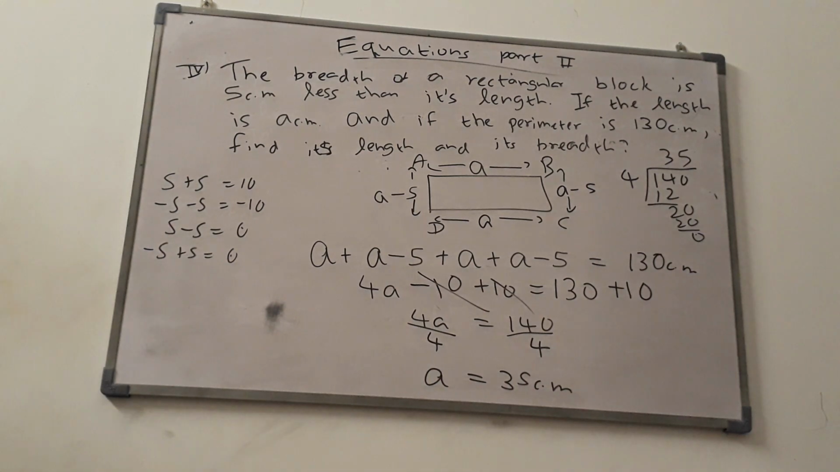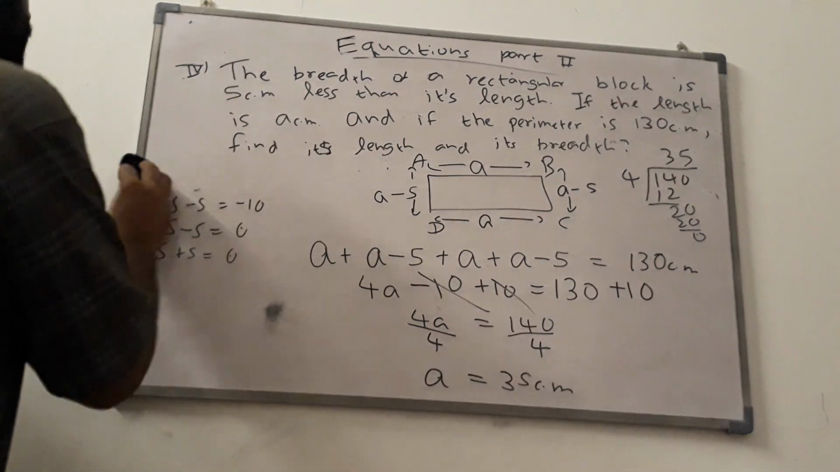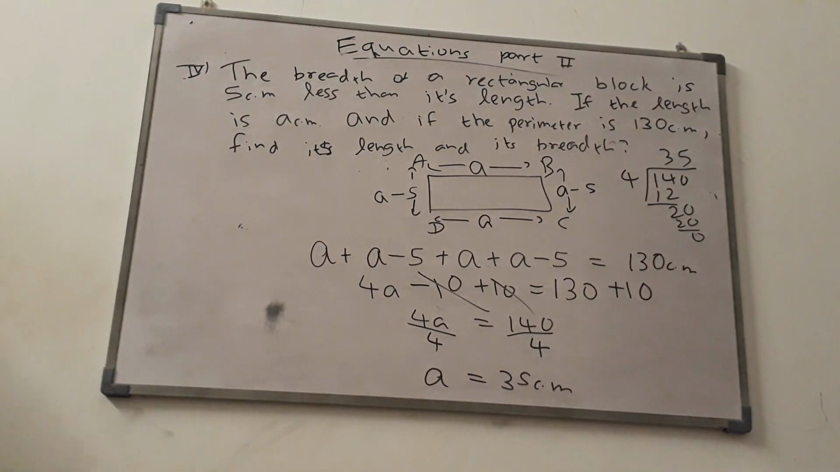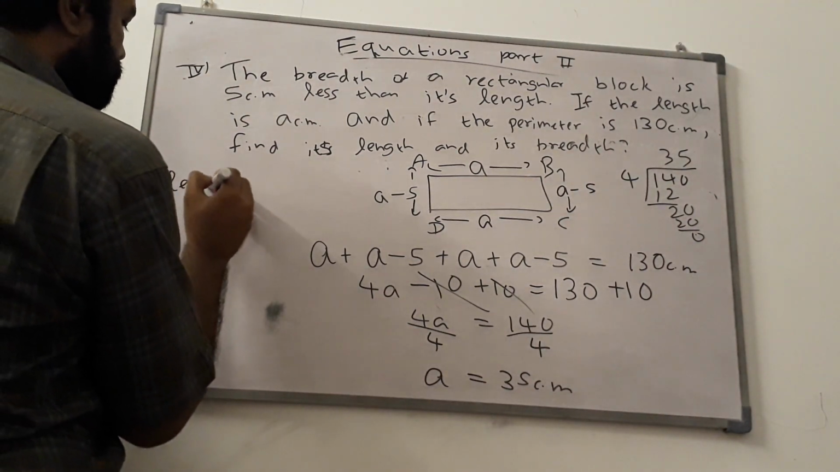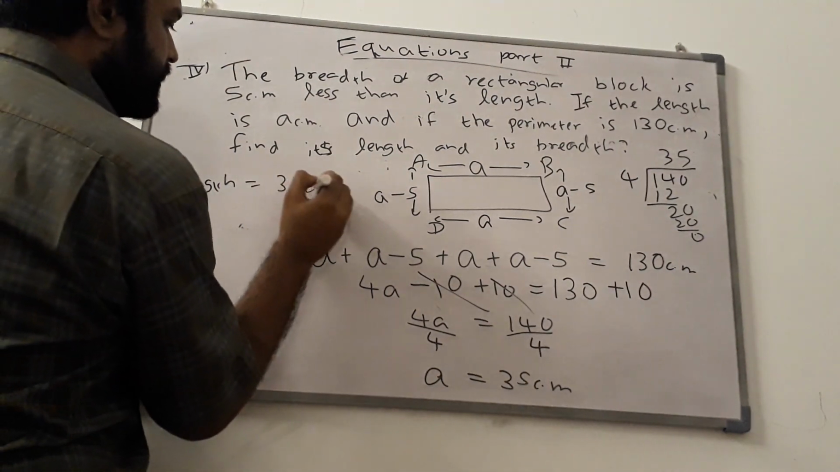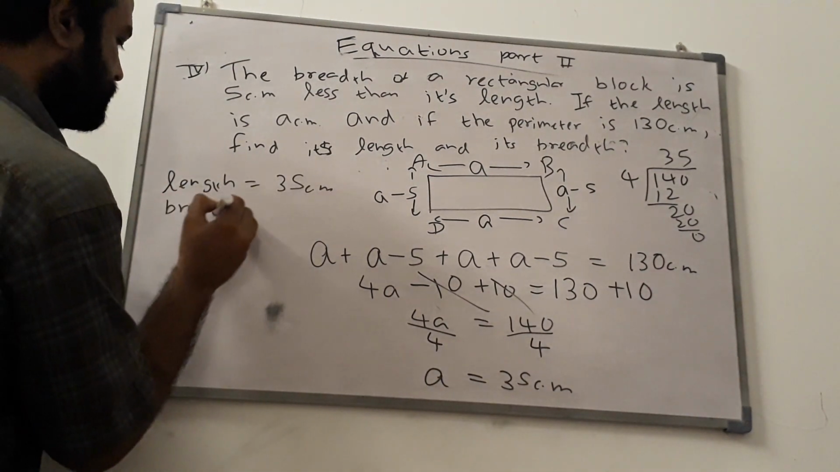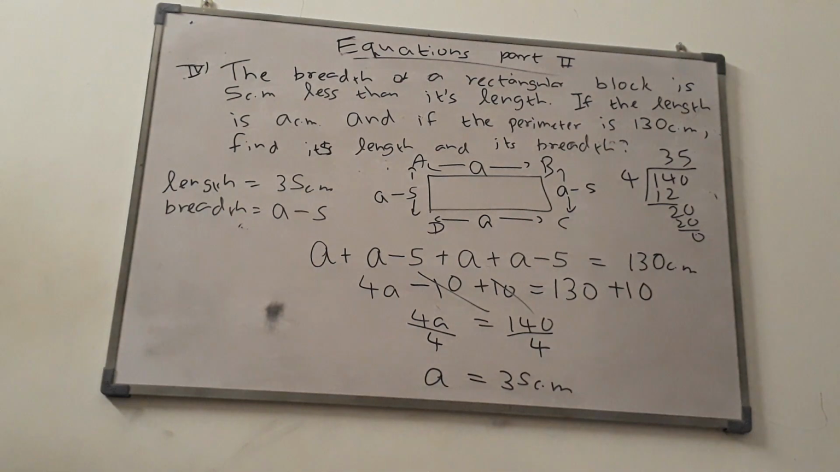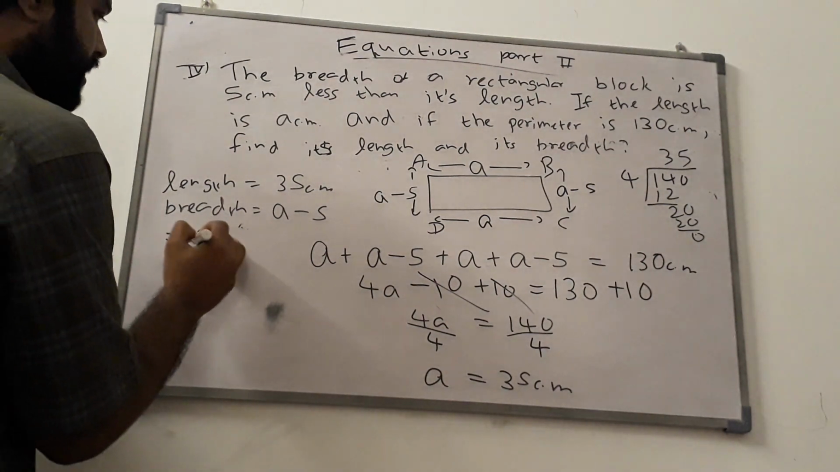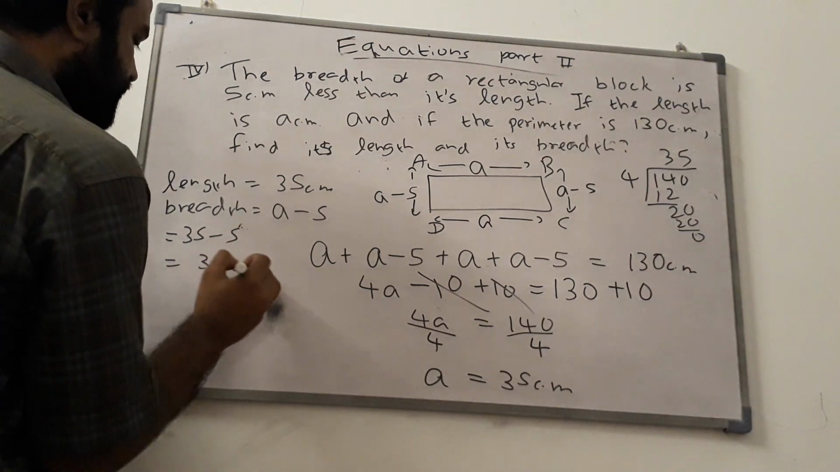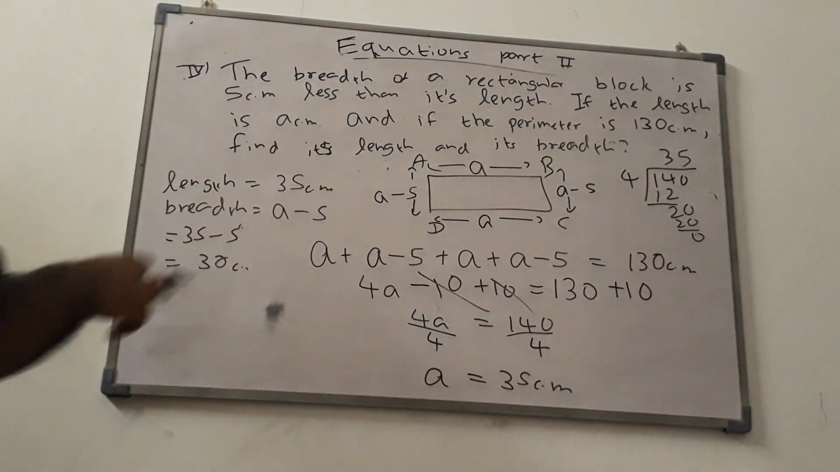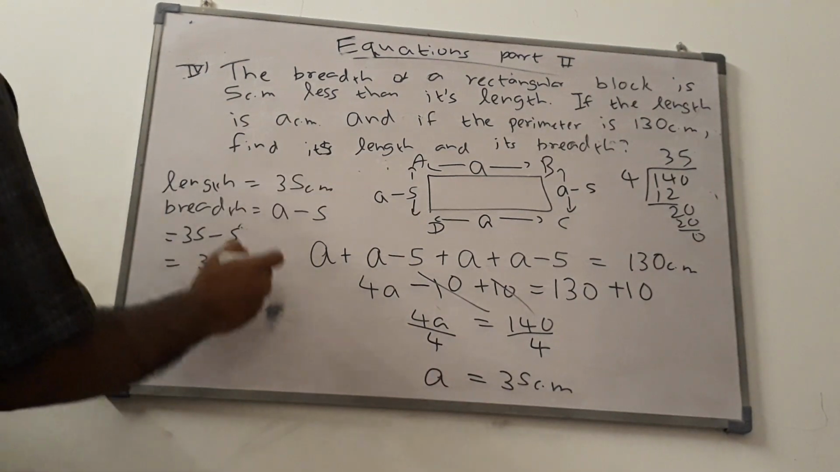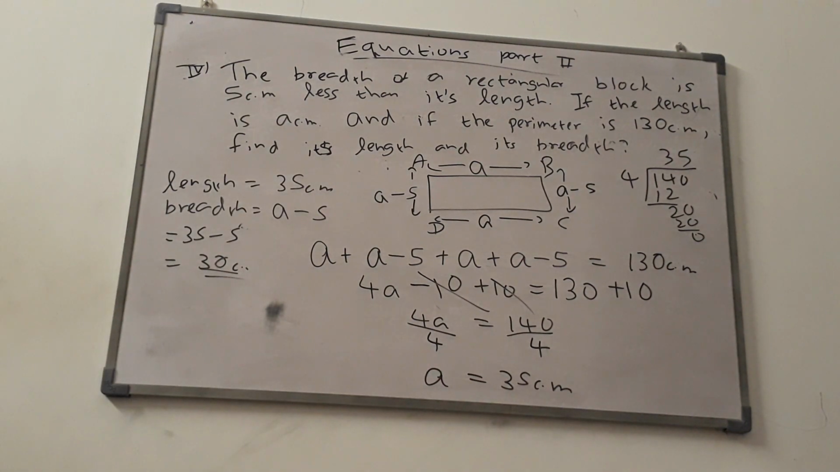So we can say a is 35, which means length is equal to 35 centimeters, and breadth means a minus 5. So it is 35 minus 5, which is equal to 30 centimeters, because when we substitute the value 35 for a, 35 minus 5 means 30 centimeters. Length is 35, breadth is 5 less than length. So if length is 35, breadth is 30. Simple as that.